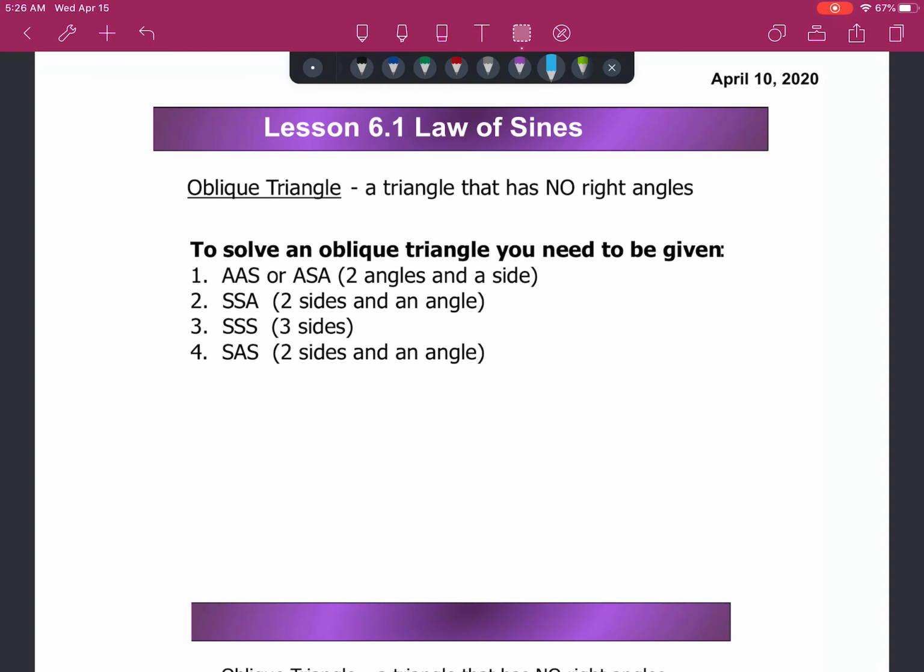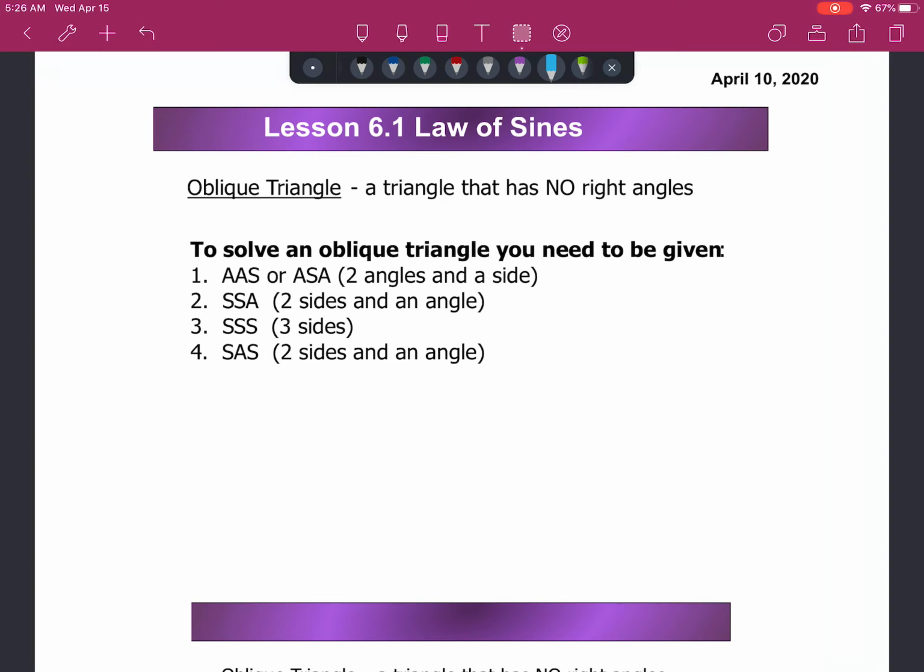And any given triangle has 6 parts. It has 3 sides and 3 angles. So to solve a triangle, you need to be given 3 out of the 6 parts. If you have 3 out of the 6 parts, you can solve for the remaining 3 parts. However, you can only solve for the remaining 3 parts if the first 3 parts they gave you were certain parts. So that's where number 1, 2, 3, and 4 come in.